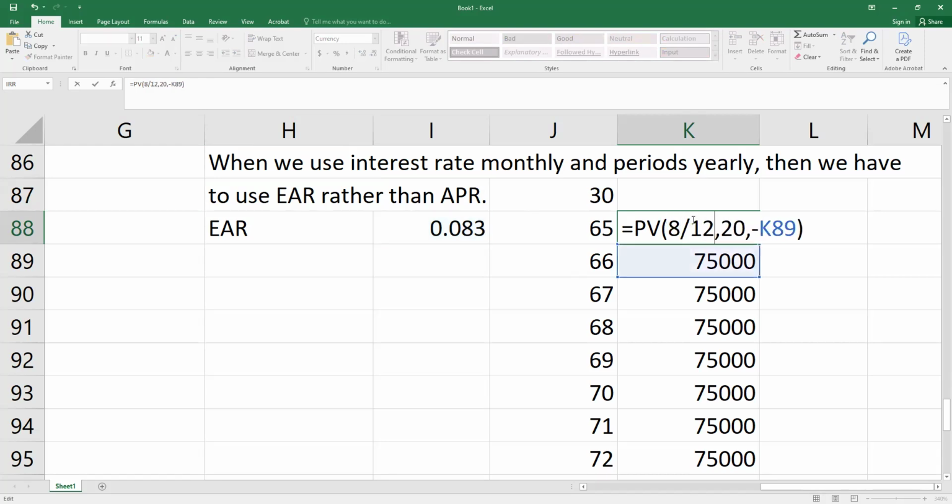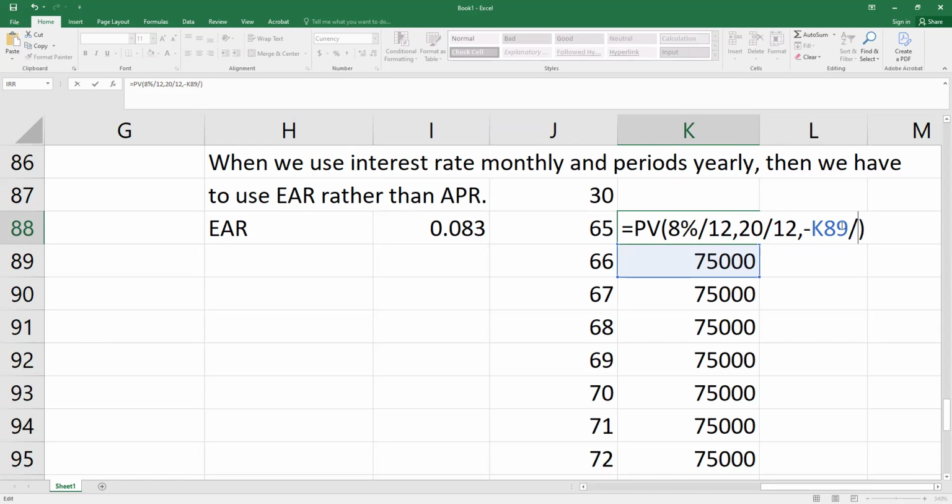8 divided by 12. No, my bad. You spend divided by 12, 20 by 12, and 75,000 by 12. 75,000 by 12? Yeah, to make it monthly? No, it's not gonna work like this. It's not gonna, because we are asked to calculate actually yearly. We want to receive the pensions yearly.